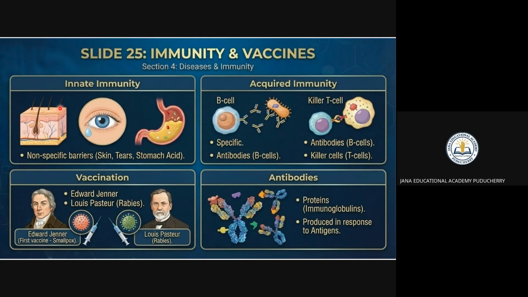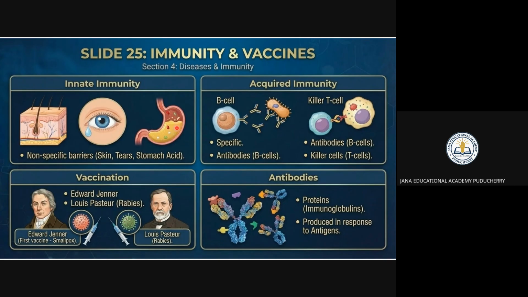Then you can see the physiological barrier. That means you can see, in the previous slides, the acid in the stomach. The HCl in the stomach is going to kill the pathogens. That is the stomach acid, so this is a physiological barrier.